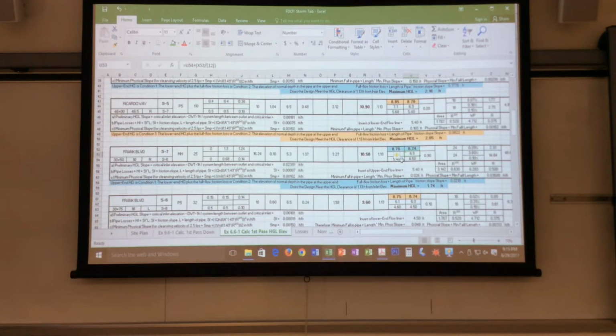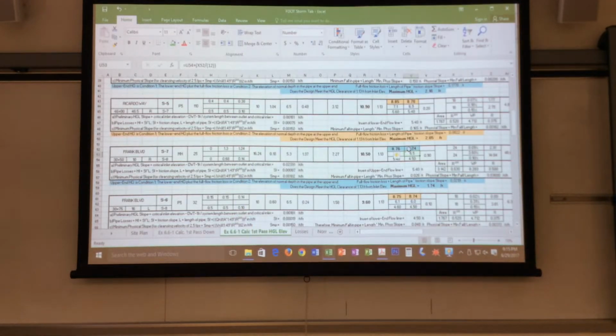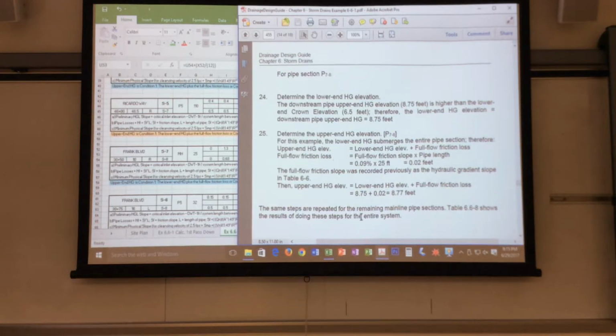Well, the downstream end is only 6.5, so they're saying, okay, we're not going to use the 6.5, we're going to use the upper end. We're going to calculate the upper end. Or I'm sorry, we're going to use the higher from the previous. If the 6.5 was, if the downstream invert here was 9, we would have used 9 here. We would have used the crown there. In this whole section, we don't use the crown of the pipe.